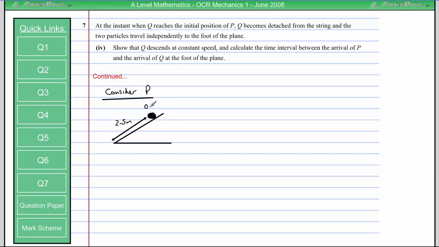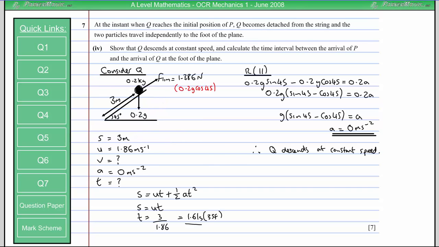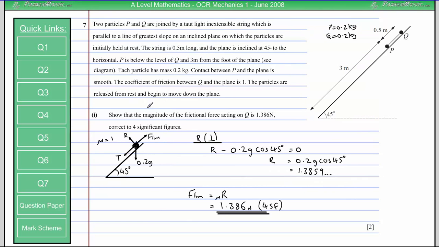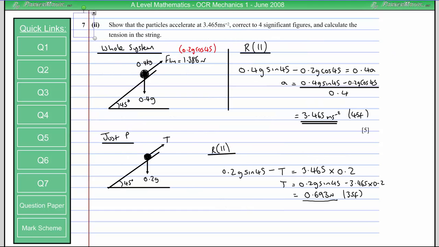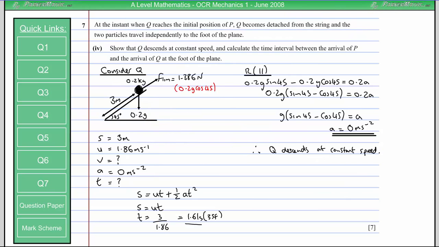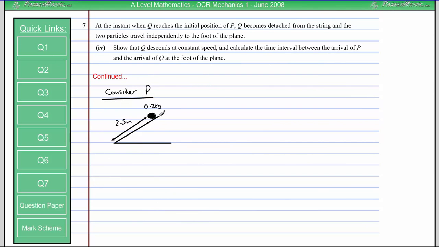We know it's got a mass of 0.2 kilograms. Remember from right back in part 1 it said the contact between P and the plane is smooth, so there's going to be no friction acting on P. So unlike in the last part, we don't have an F limb going up here. All we have is a weight going downwards of 0.2 g.